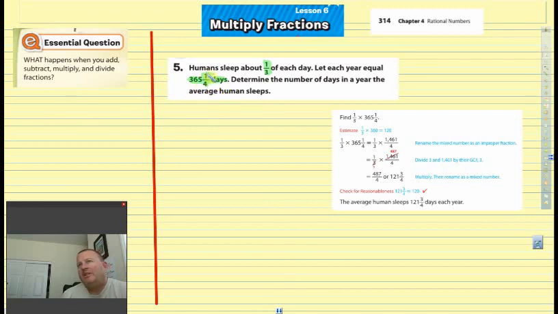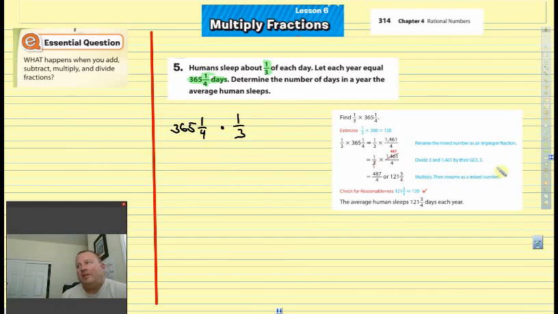Okay, so what are we going to do here? Humans sleep about 1/3 of each day. Let each year equal 365 quarter days. Determine the number of days in a year the average human sleeps. Well, that means it's multiplying. If there's that many days and every day we do 1/3, we got to multiply it. So we have 365 and 1/4, and we're going to multiply it by 1/3. Or you can flip it around and have 1/3 times 365 and 1/4.